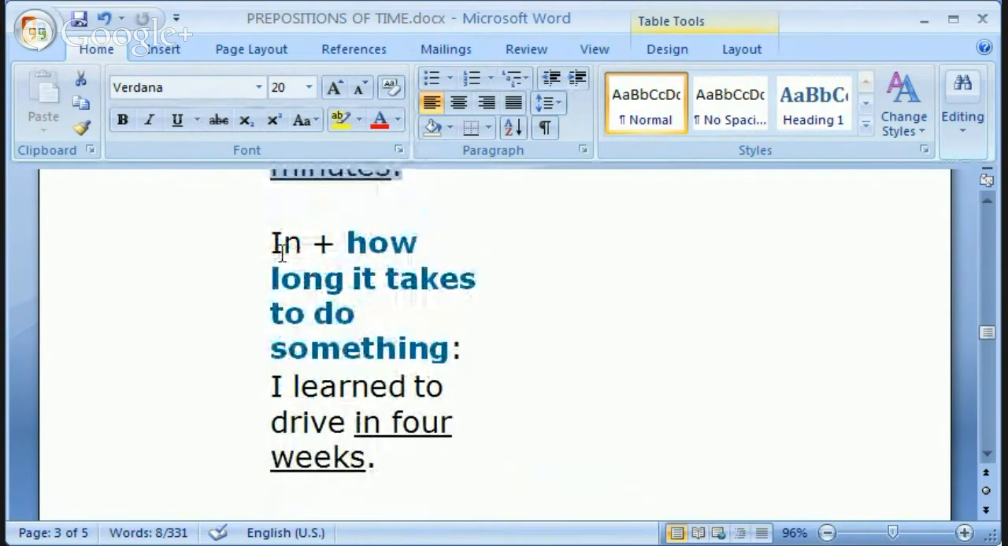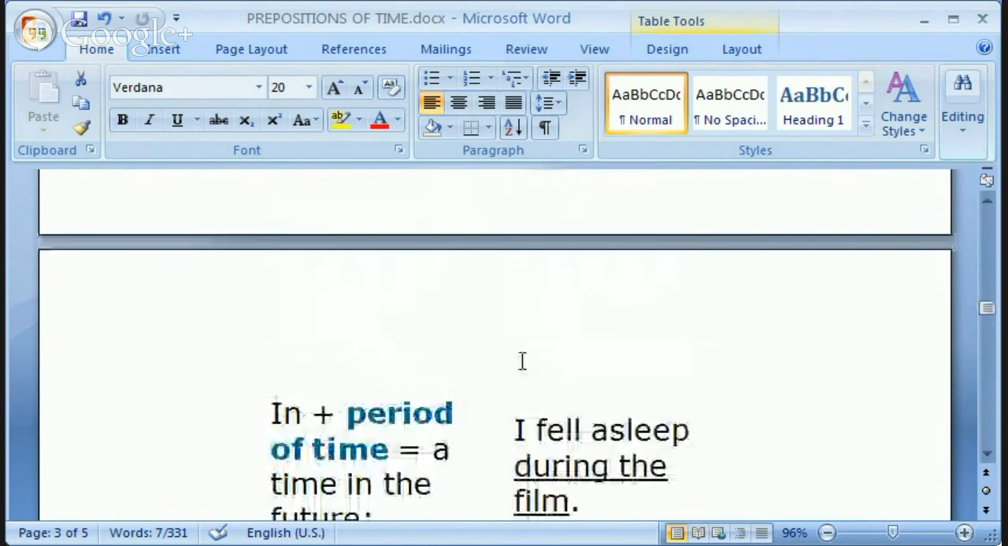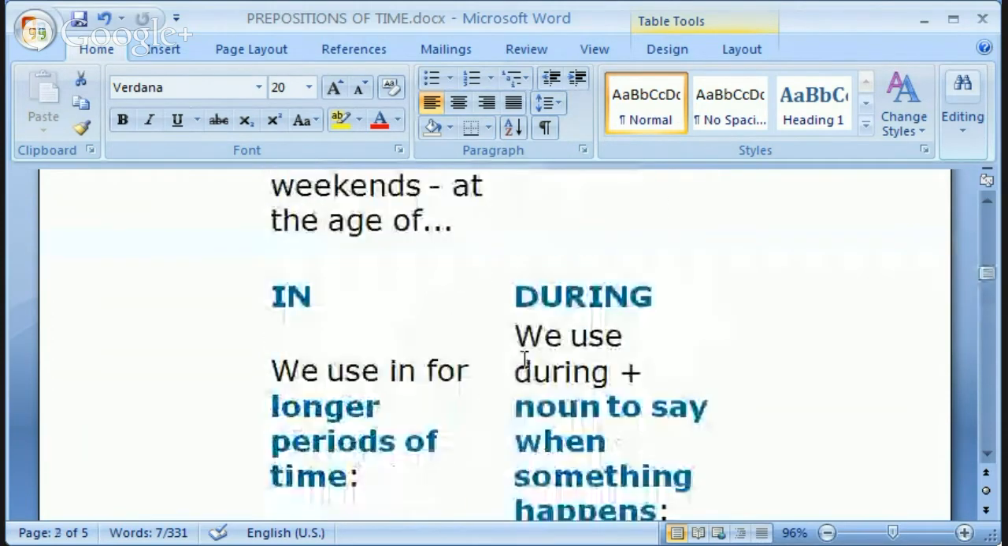We can use in the past. We can use in plus the duration, actually, how long it took to do something. For example, I learned to drive in four weeks. How long it took to do something. Well, I guess that's about it.